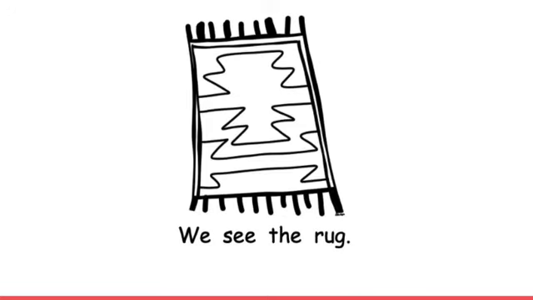Let's try this one together. We see the... Find the vowel. Look to the right. Is it closed? Yep. So what sound does this make? Let's blend the sounds together. R, u, g. A little faster. Rug. And all together? Rug. Excellent job. Let's read it fluently. We see the rug. Perfect job.